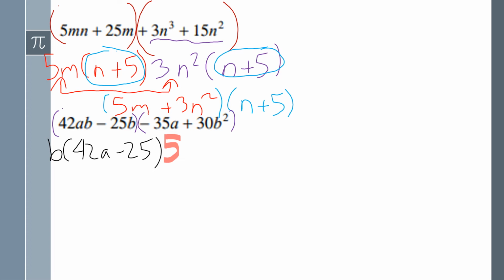What's going to be left inside? Negative 7a plus 6b squared. Do we have anything? Let's look at the parentheses. Are they the same? These are not the same. And also I wrote that 2 outside my parentheses, which you can't do.